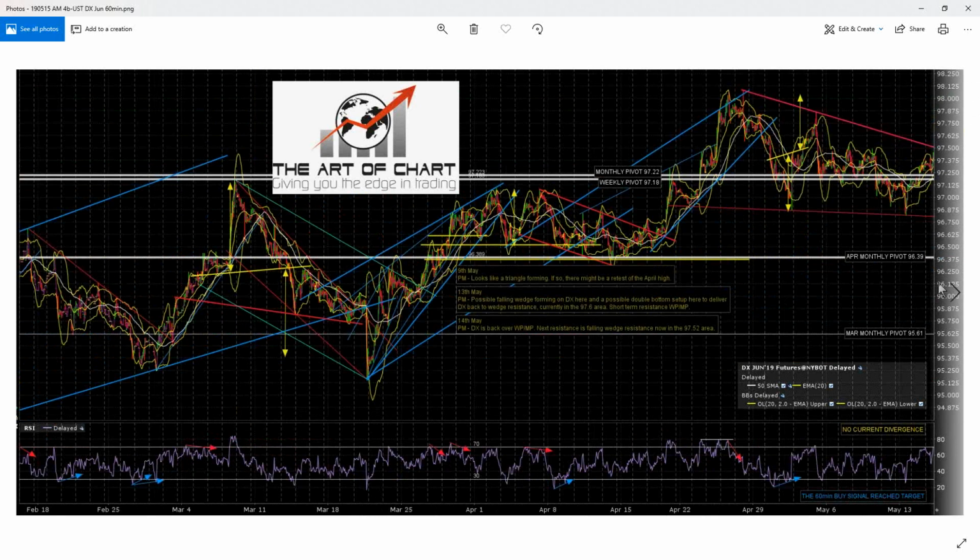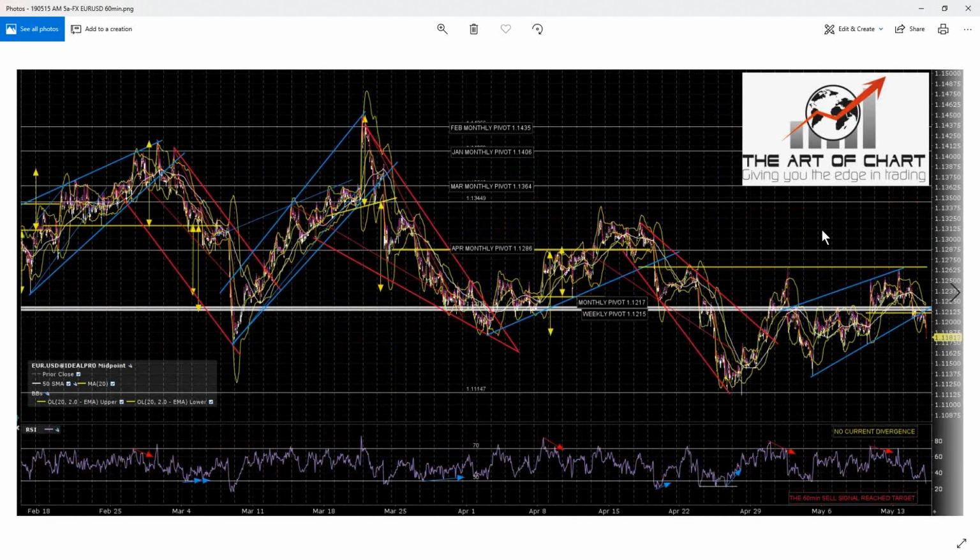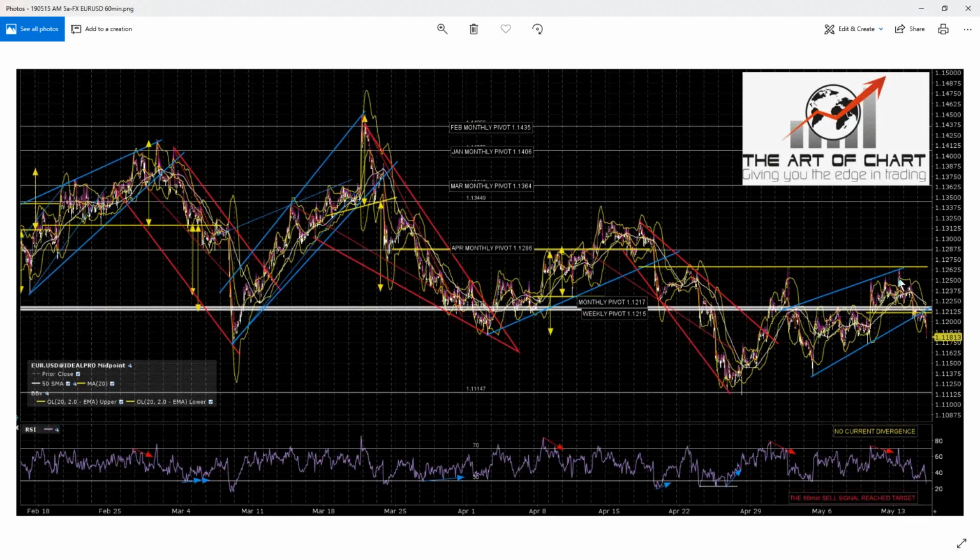DX. We have, I was talking about the possible falling wedge here. That wedge is very close to resistance. In fact, I think it's out testing it now. If that breaks up, then we're likely to see a retest, because this is a likely bull flag wedge. We're likely to see a retest of this high, and we will see how it goes. If it doesn't break up, then it's going to return back to wedge support, which is currently at about the 96.8 area.